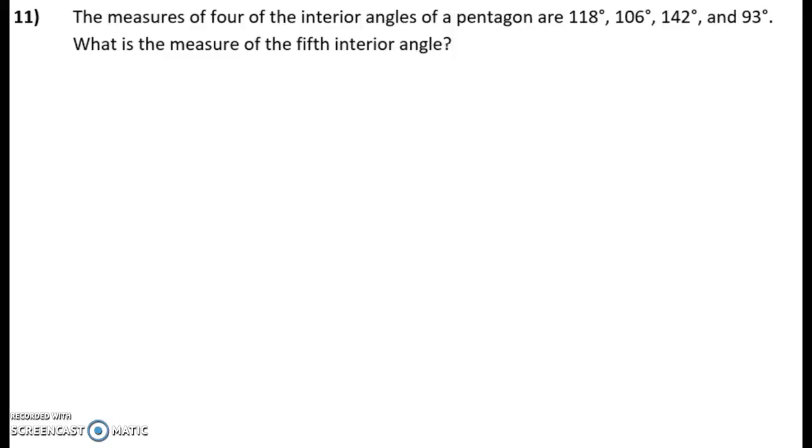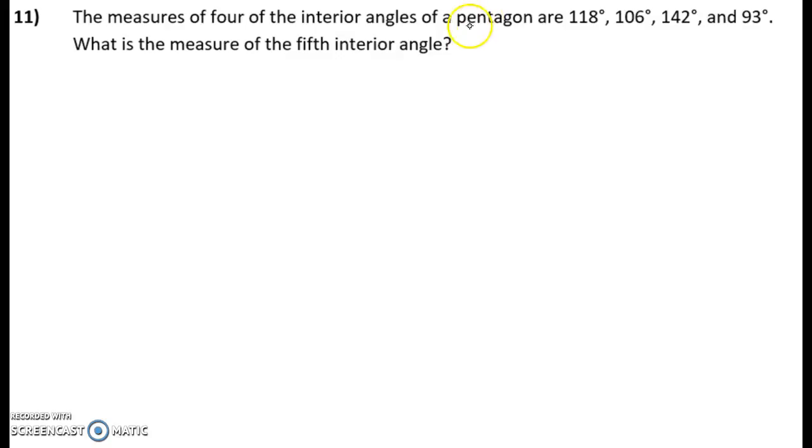So yesterday, this is where we left off in our review. We had just finished up problem number 10, so on to problem number 11. In 11 it says the measures of 4 of the interior angles of a pentagon are 118 degrees, 106 degrees, 142 degrees, and 93 degrees. What is the measure of the 5th interior angle?